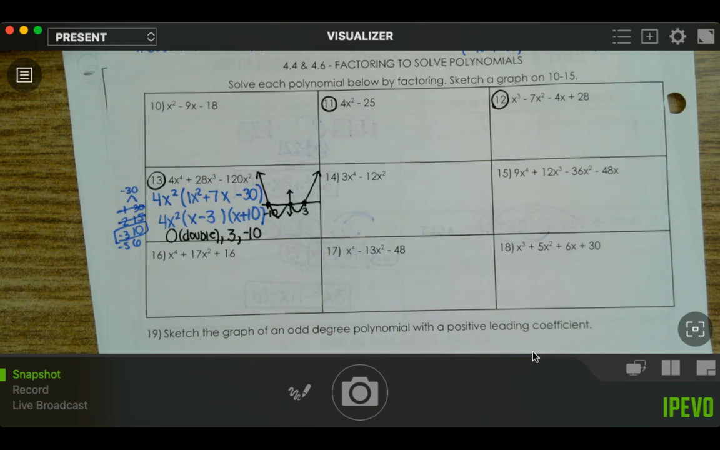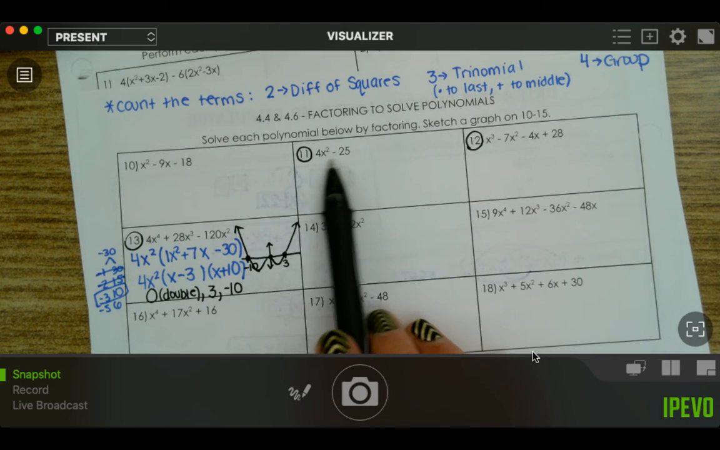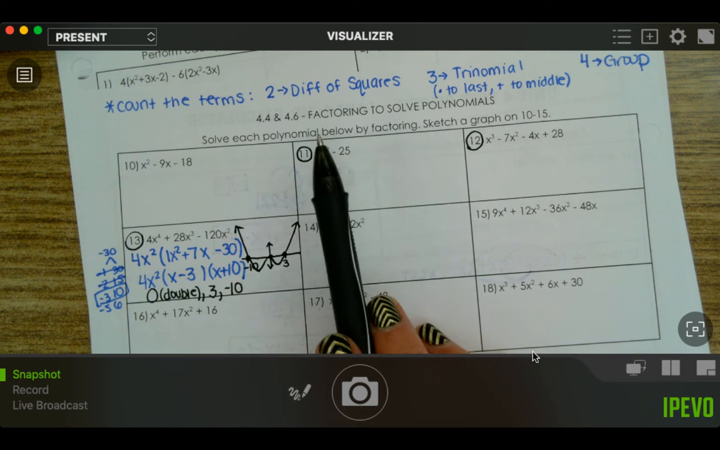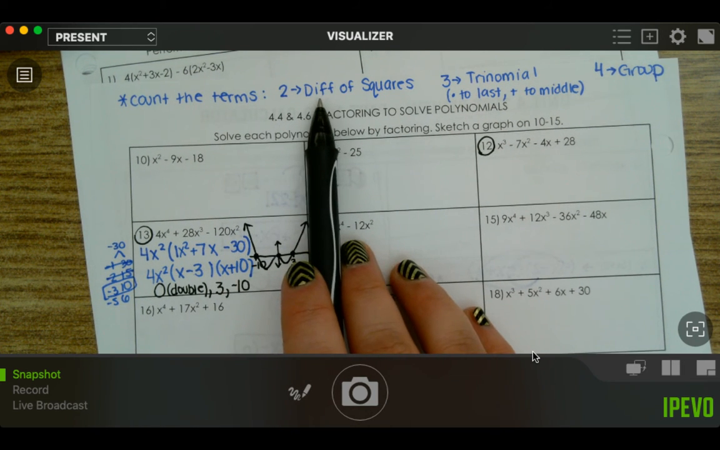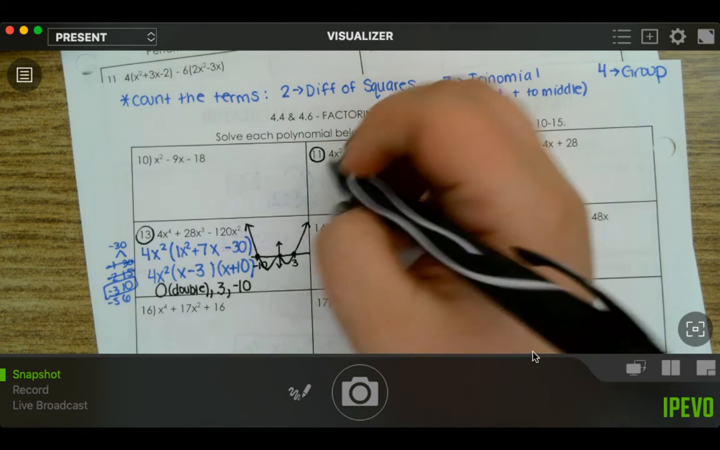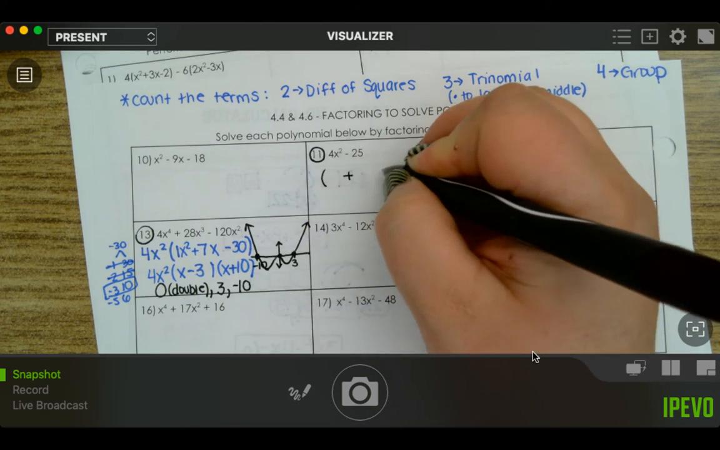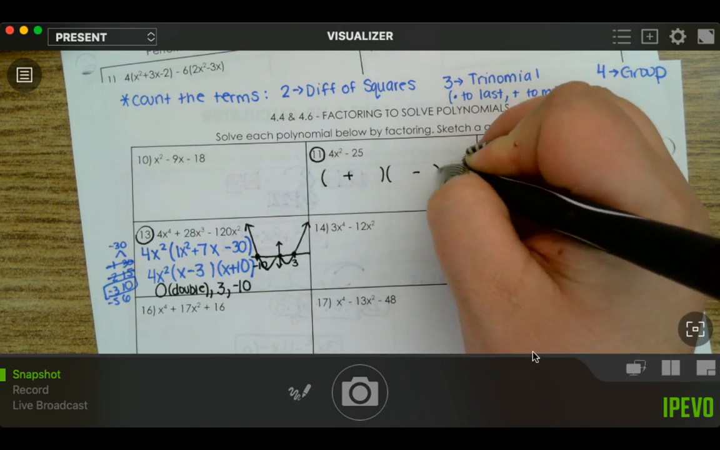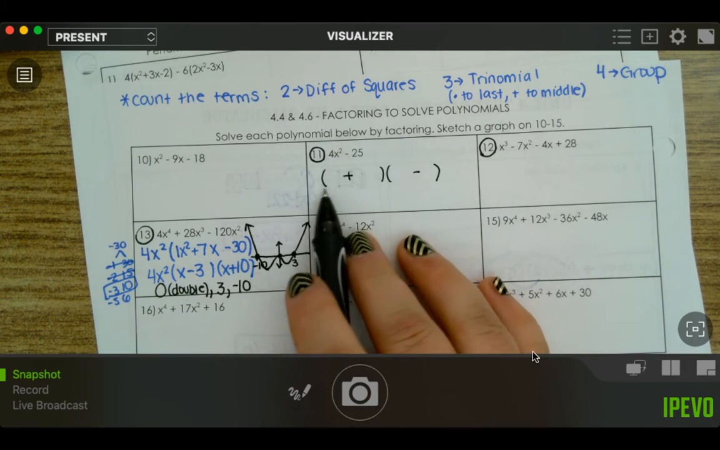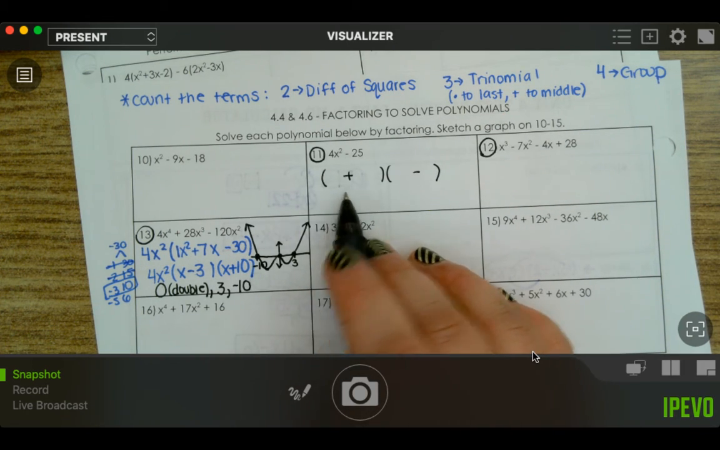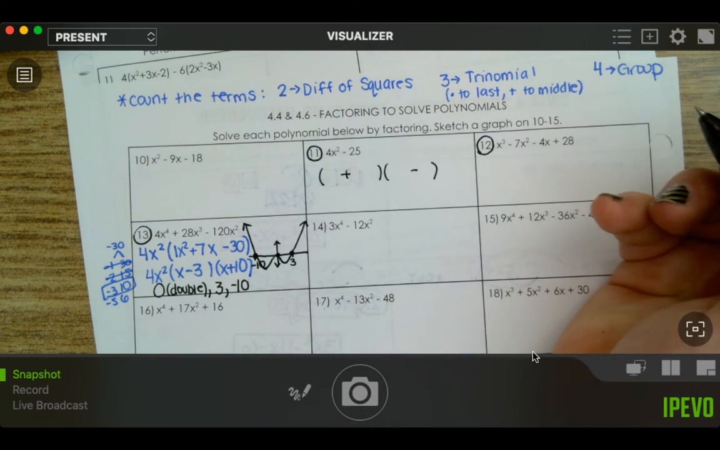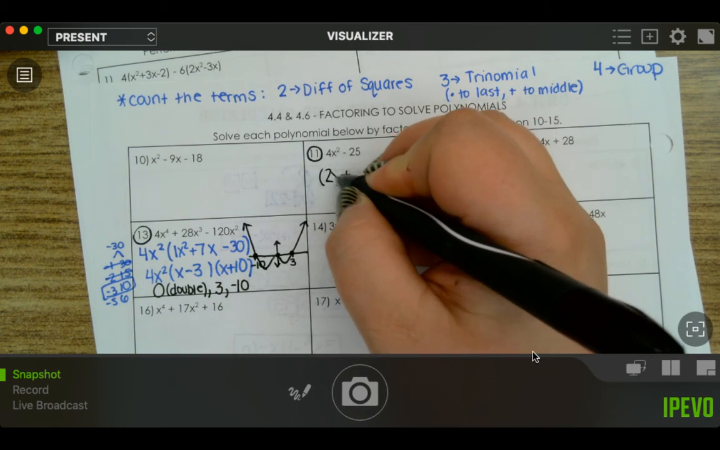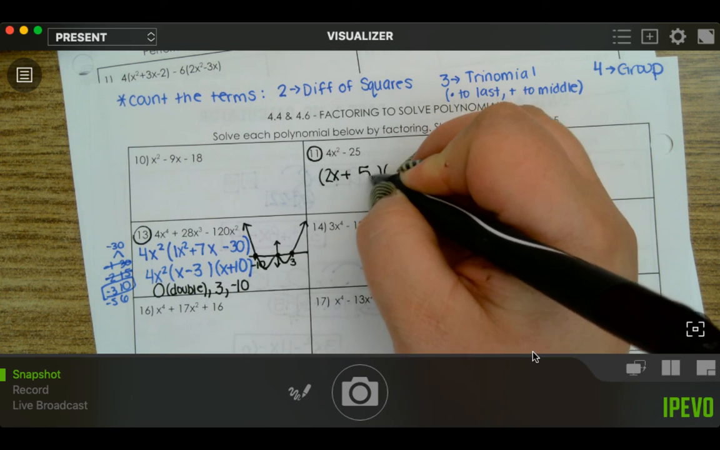On number 11, there are only 2 things. There is no number that goes into 4 and 25, so we're going to go straight to factoring, difference of squares. This is the one where you have a plus and a minus, and the things that go inside the parentheses are the square roots. That's why it has to be a square. So the square root of 4x squared is 2x, and the square root of 25 is 5.